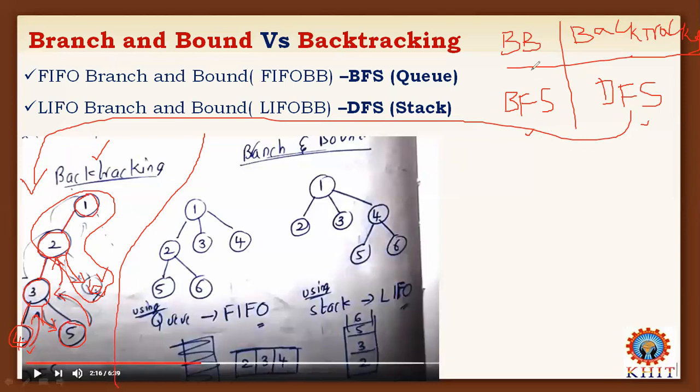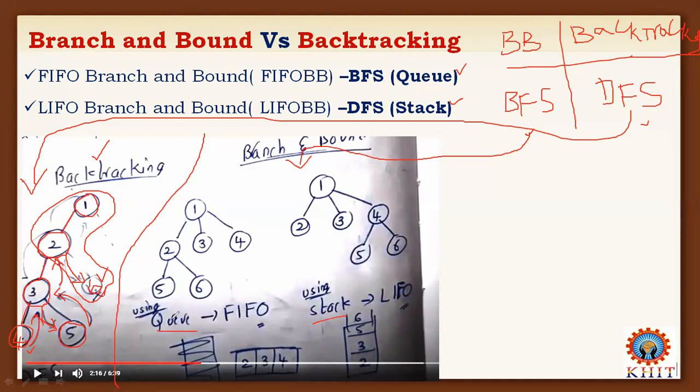But when you are planning to construct a tree for the branch and bound algorithm design technique, we simply follow BFS, breadth first search, for constructing the tree. There are two ways you can construct the state space tree. One is a queue, another one is a stack. These are two data structures which can be used to construct the tree.